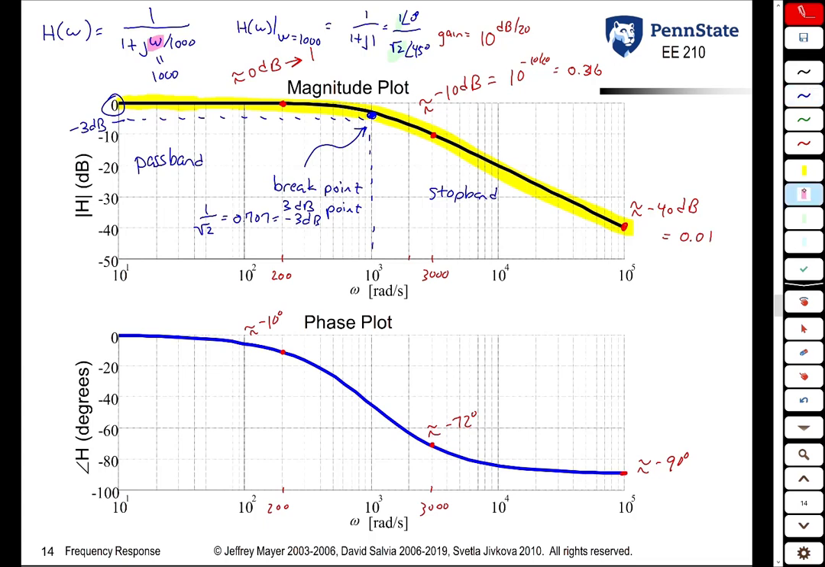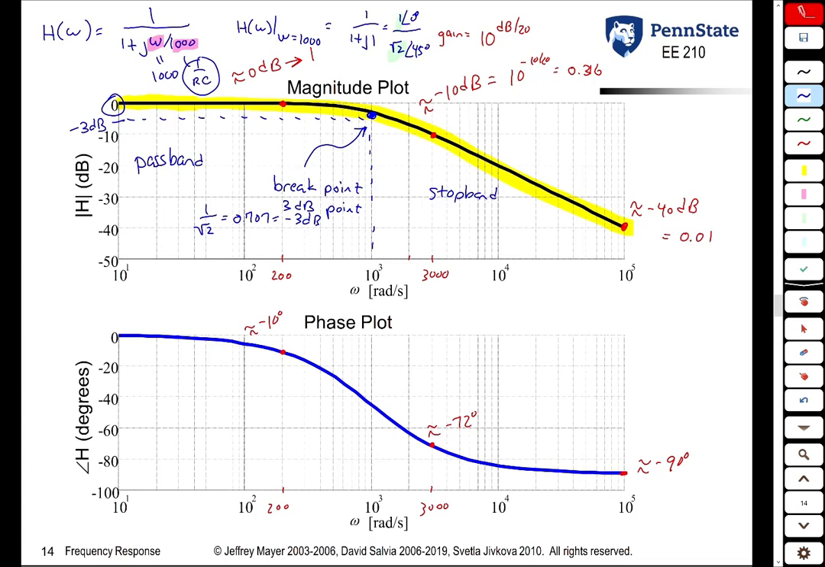Another point here is, where does this 1,000 come from? This 1,000, if you look back at the problem when we first came up with the transfer function, is just 1 over RC. And so we see that the breakpoint is nothing more than the reciprocal of the time constant of the RC circuit. So they're all very much related.